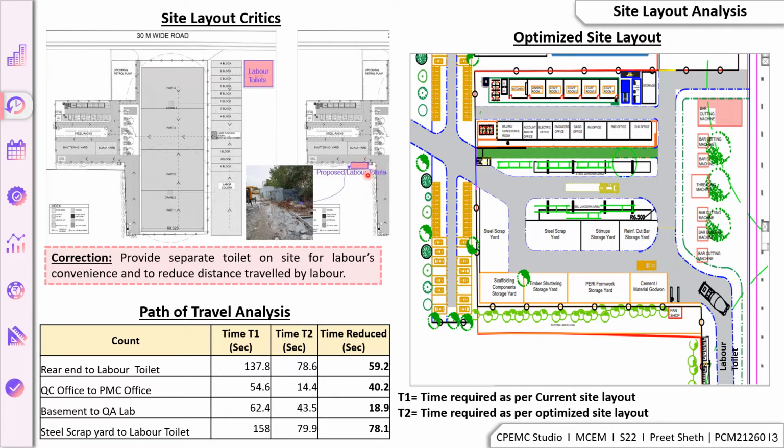Based on the various site layout critics, we have prepared an optimized site layout, and in the optimized site layout the major changes which have been done are the labor toilet, the location of cement or material godown, and the PMC office. And based on the current site layout and the optimized site layout, path of travel analysis has been done, and path of travel analysis basically helps us to understand how much time is reduced by using the optimized site layout.